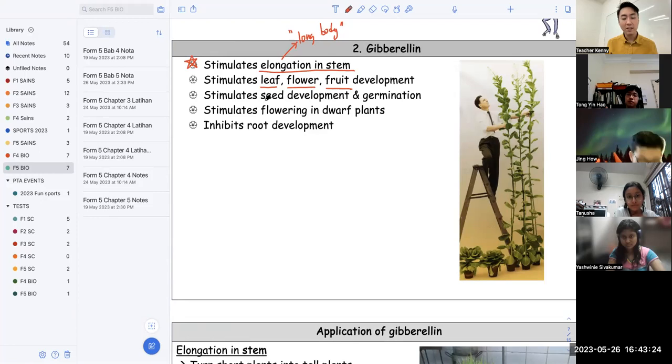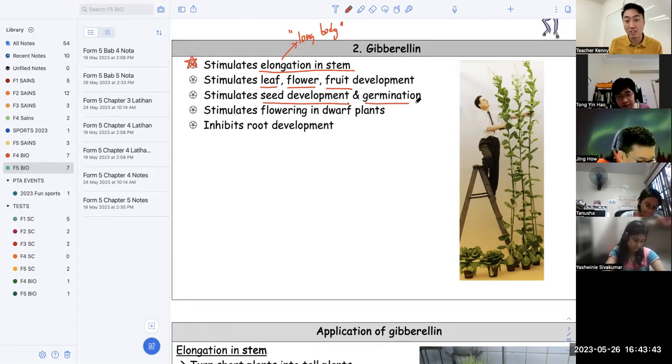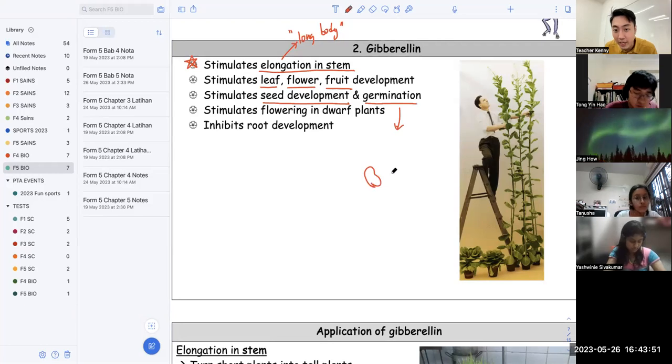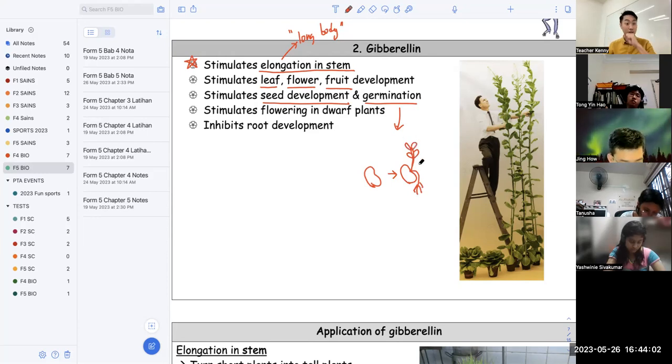Okay, now, next. Again, very positive, right? This is also a very encouraging kind of hormone. Okay, stimulates, says the tall person. Well, so sorry. Can't help it. All right, so it stimulates seed development and germination. You know what germination is? Germination is here, this plant. When I spray gibberellin, then it will start to grow roots, start to grow shoots.